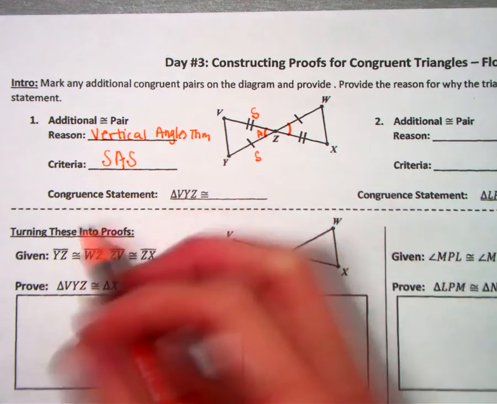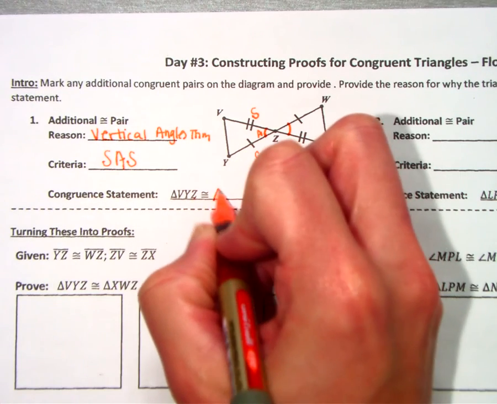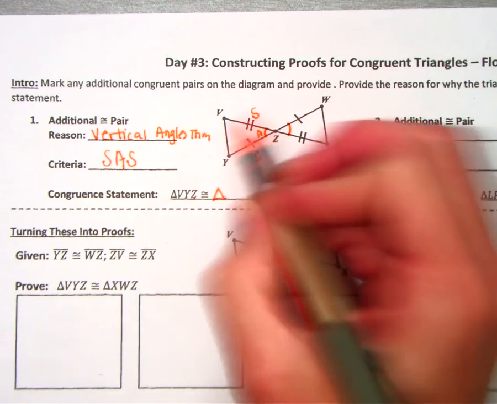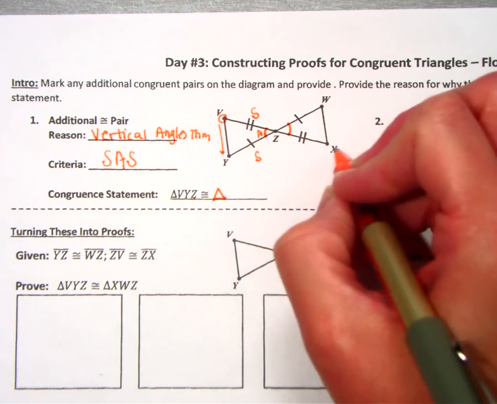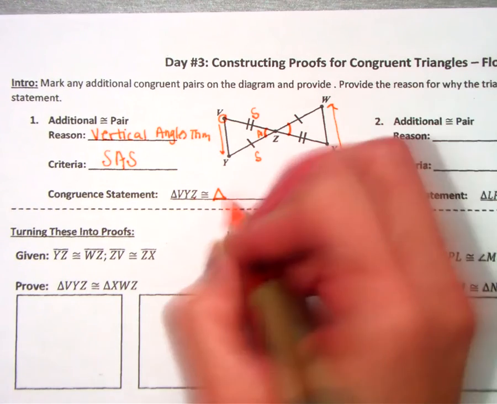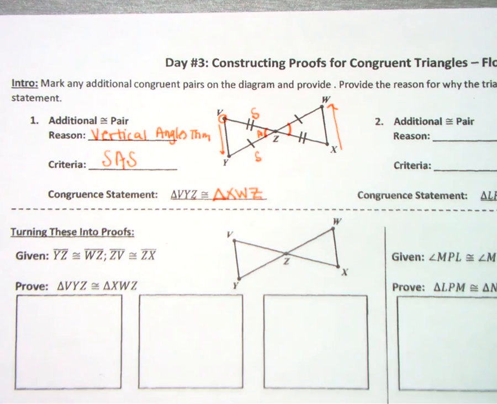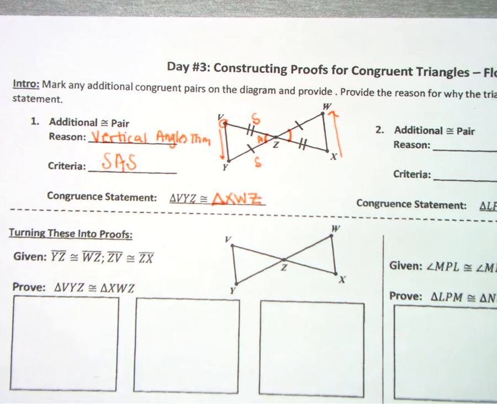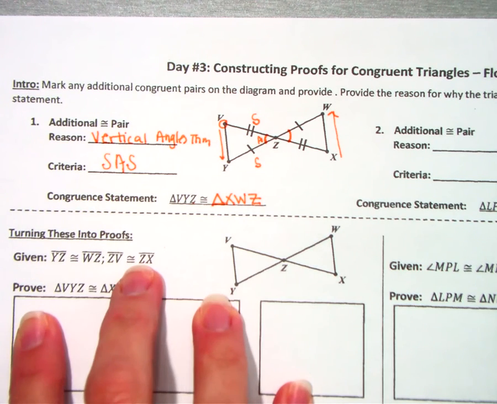Then my congruency statement would be triangle VYZ congruent to triangle. So we started at V and went to Y, so we'll go X up to W and then Z. And in all technicality, you have completed a proof. You just didn't write it in a proof style fashion. So what we're going to do today is transition into how we take this information we already know and write it into a proof.